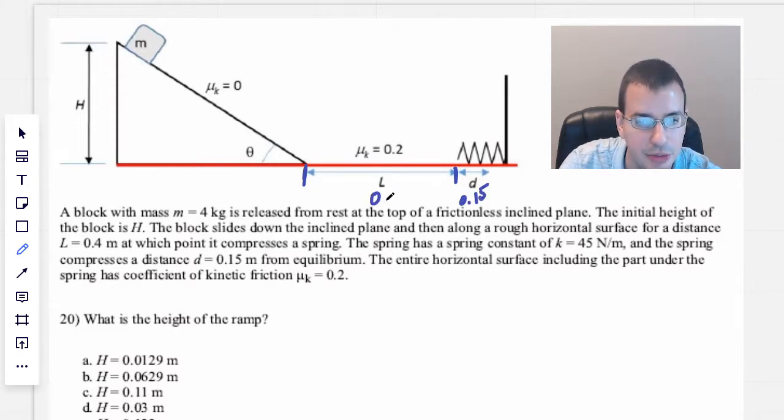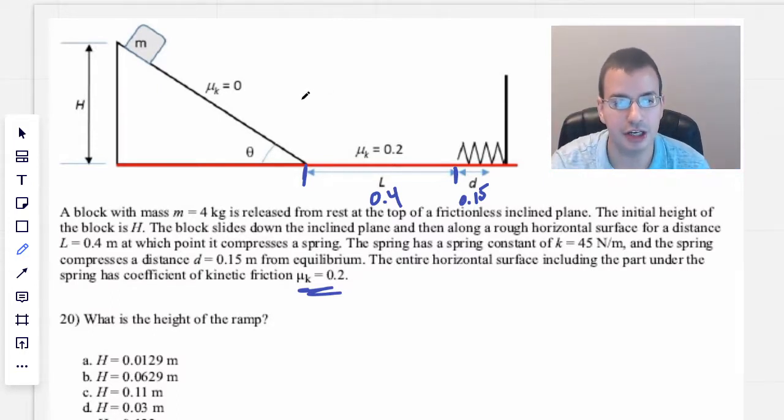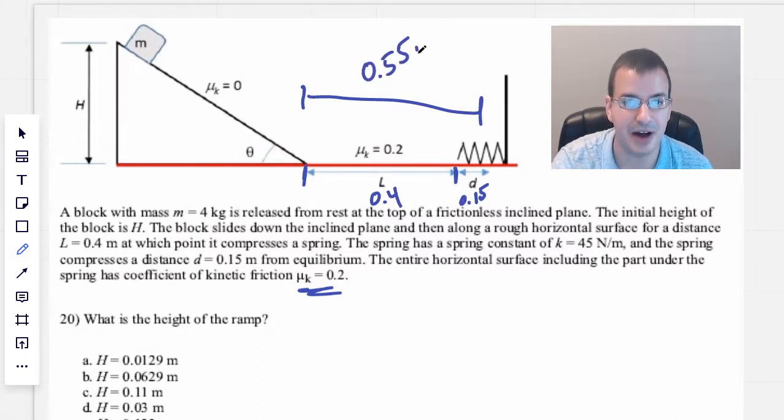So I probably write 0.4 here. Is that the proportion? No, I think these should be bigger. From equilibrium. The entire horizontal surface, including the part under the spring, has coefficient of friction UK. All right, so there's going to be friction under the block as it's sliding for a total distance of 0.55 meters.